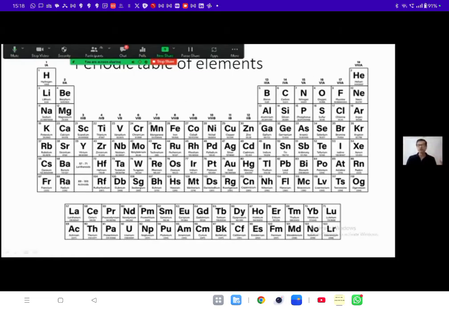Roll number 1, roll number 2, roll number 3 lithium, 4 beryllium, 5 boron, 6 carbon, 7 nitrogen, oxygen, fluorine, neon, sodium, magnesium, aluminium, silicon, phosphorus, sulfur, chlorine, argon, and so on.